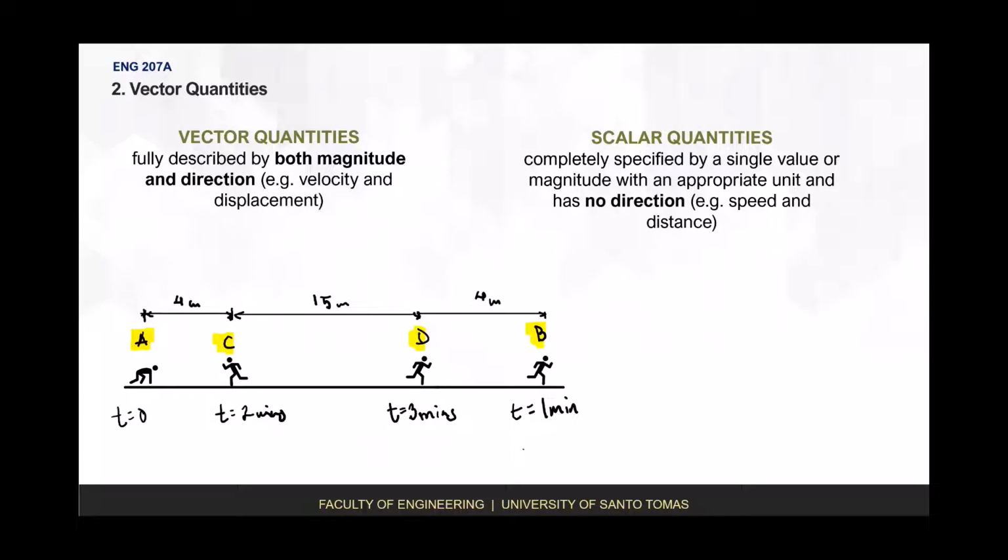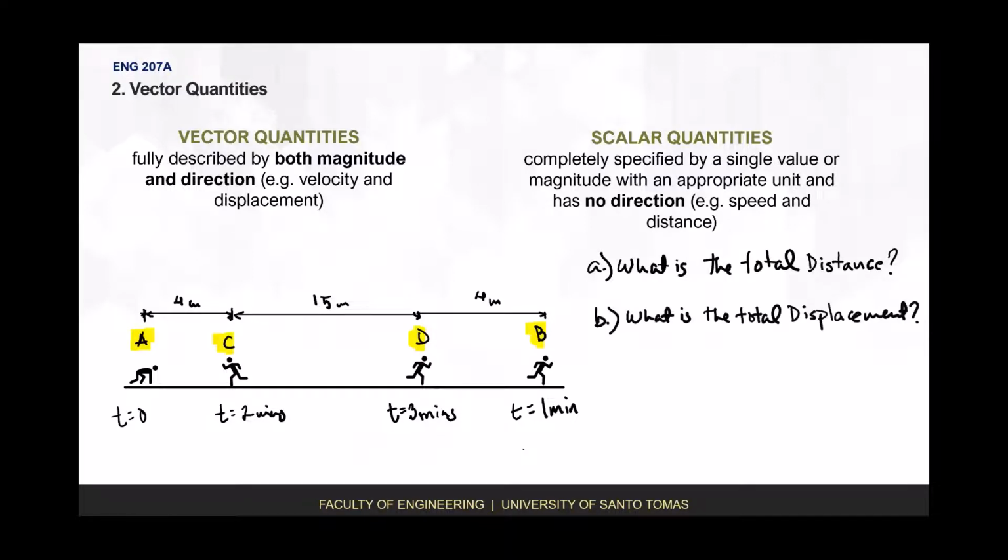The question now here is, what is the total distance? And what's the total displacement? Essentially, when you're talking about distance, you're talking about the total traversed length. So this particular person traveled from point A to B. That's 4 plus 15 plus 4. And then he went back to C. So that's 4. On top of that, you add another 4, you add another 15. And then from point C to D, you add another 15. And you will get 57 meters.